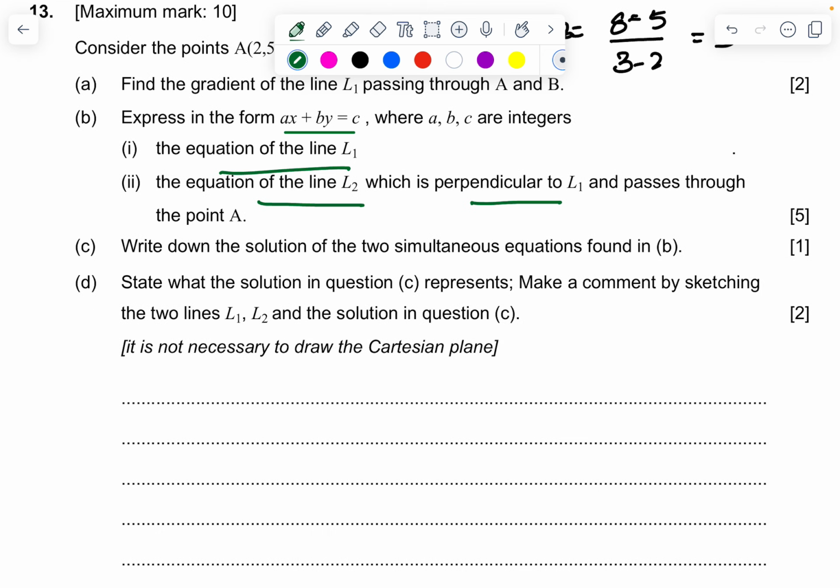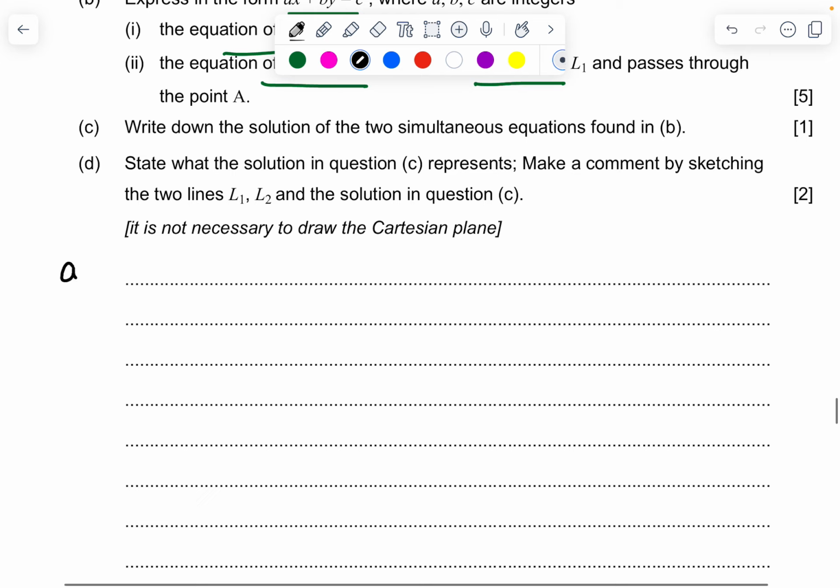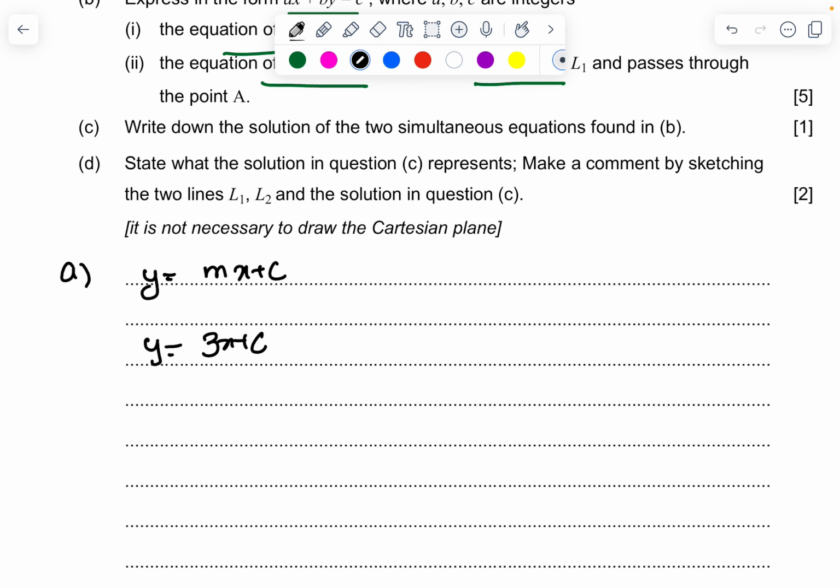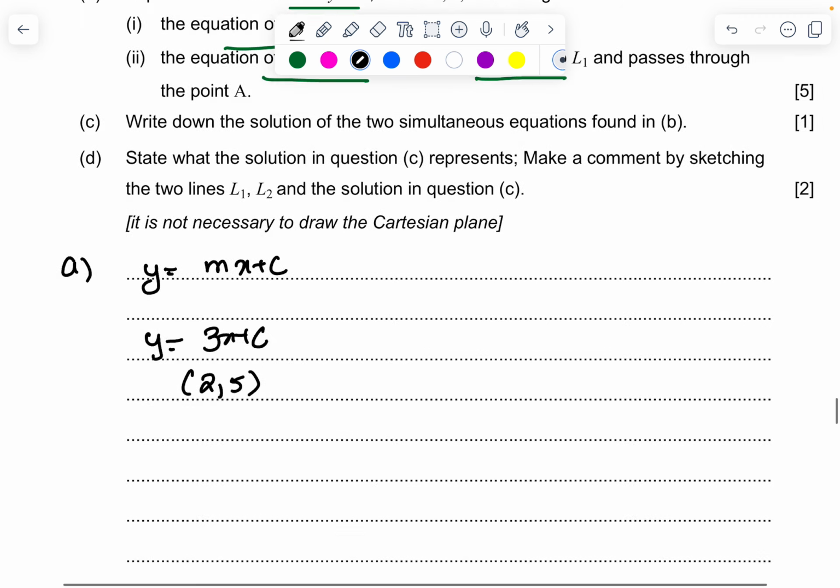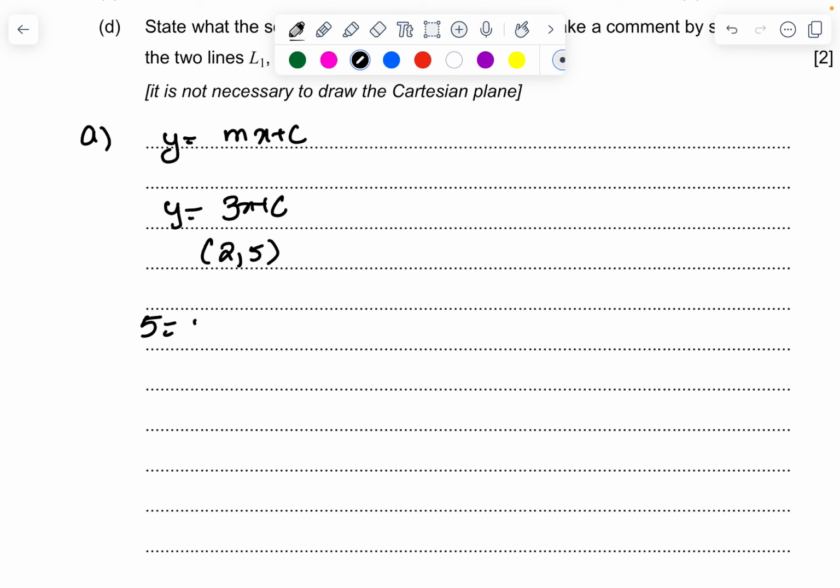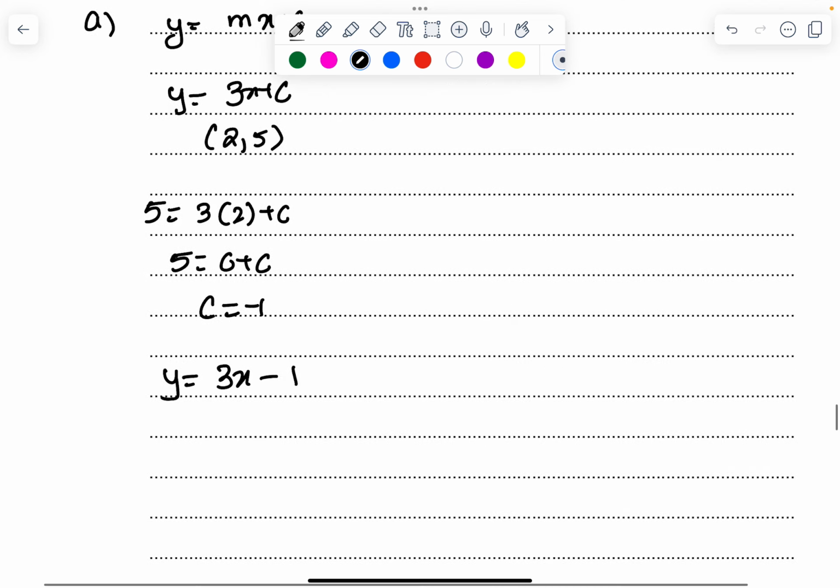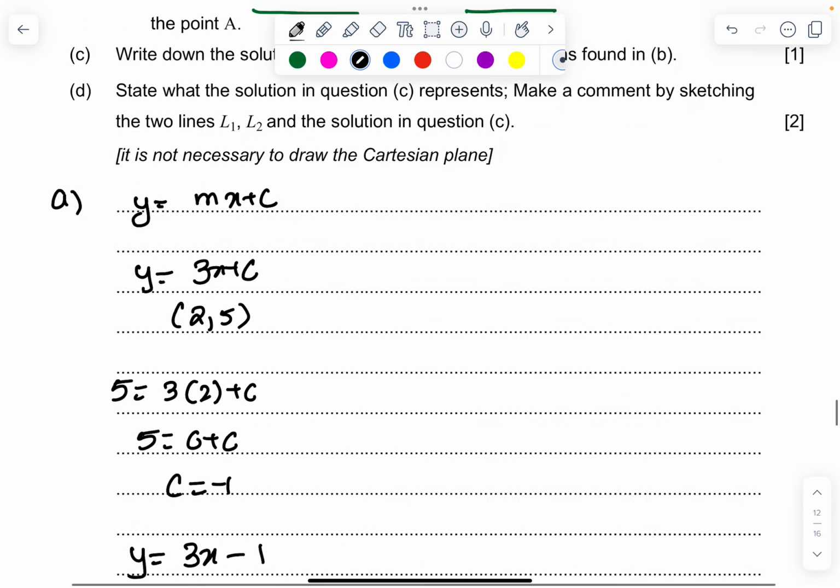So first of all, for part A, y equals mx plus c. So y equals 3x plus c, but it is passing through (2, 5). So plug in: 5 equals 3 times 2 plus c. So 5 equals 6 plus c, so c equals negative 1. So what will be the equation? y equals 3x minus 1. Convert into standard form: 3x minus y equals 1.